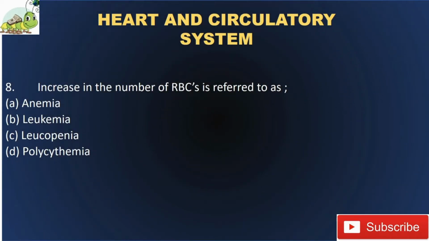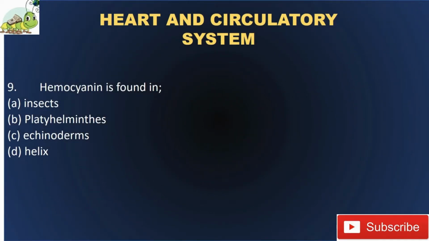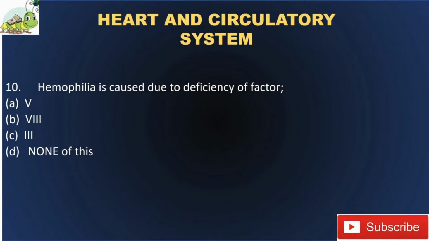Question number 8. Increase in the number of RBCs is referred to as anemia, leukemia, leukopenia, polycythemia. Question number 9. Hemocyanin is found in insects, platyhelminthes, echinoderms, Helix. Question number 10. Hemophilia is caused due to deficiency of factor 5, 8, 3, none of these.